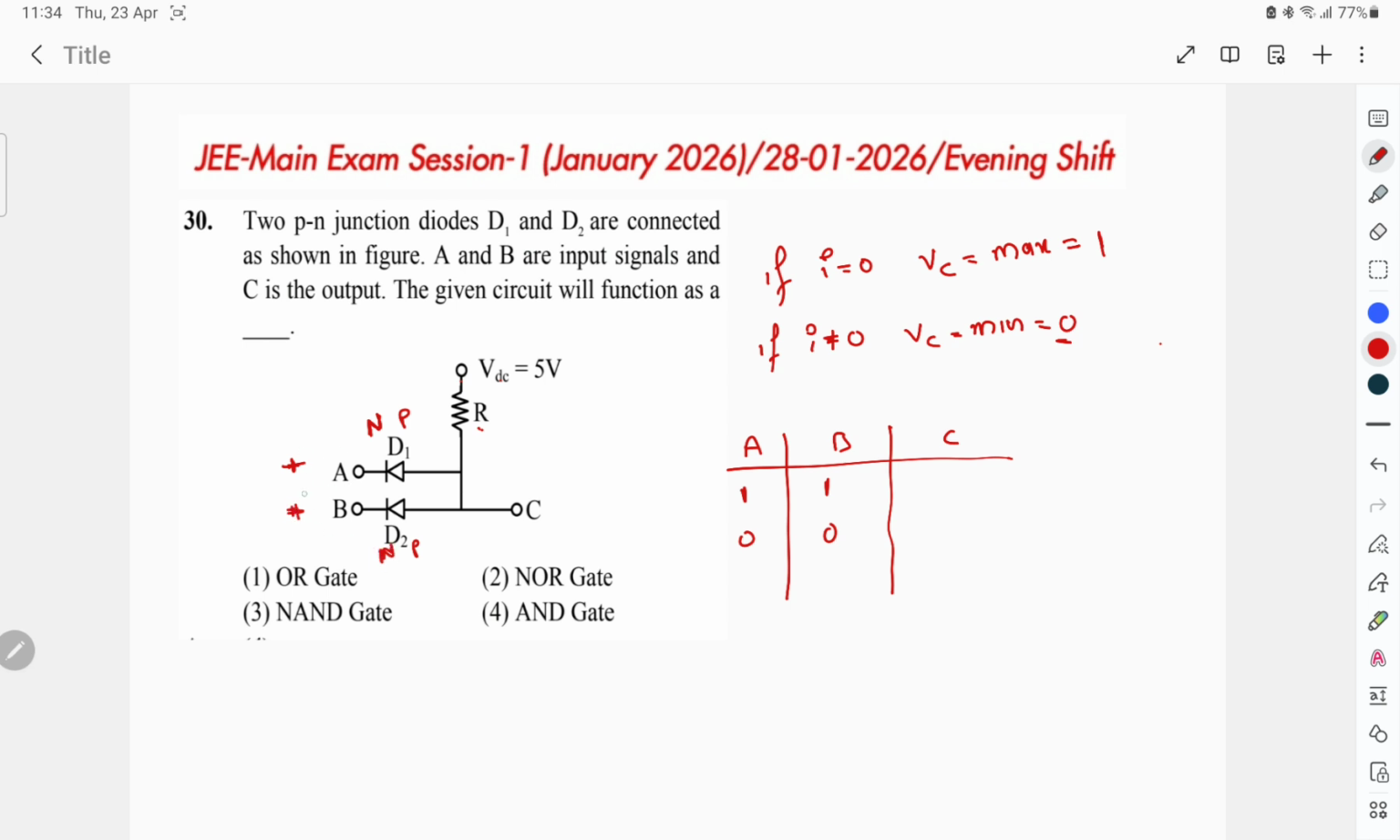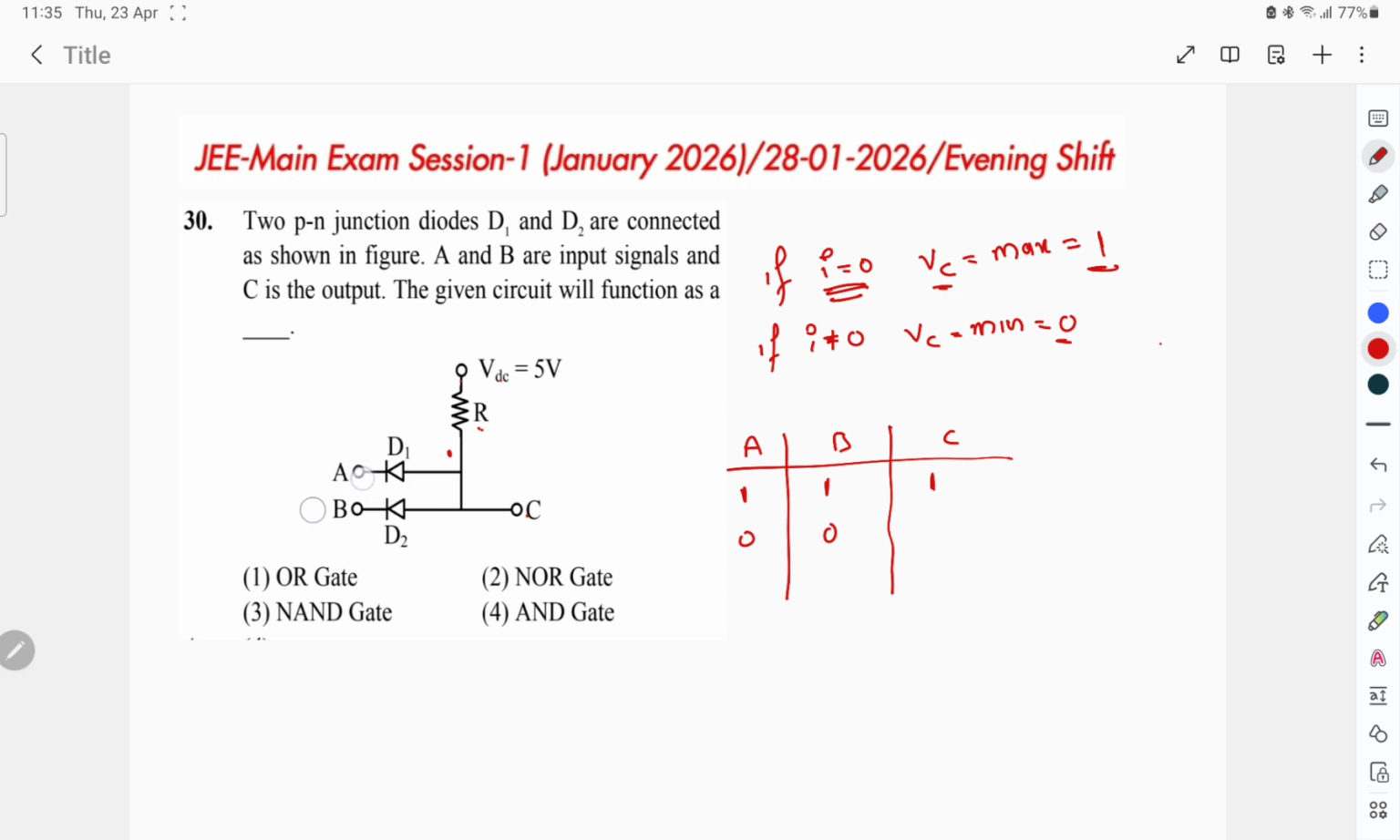So here it is connected in reverse bias condition. In reverse bias condition, we know there will be no flow of current. So here I is equal to 0. When I is equal to 0, V will be maximum. So at C it will be maximum. I will write it is 1.